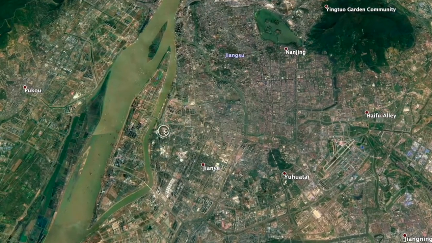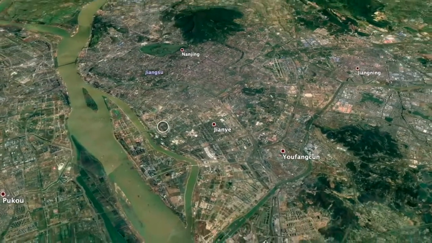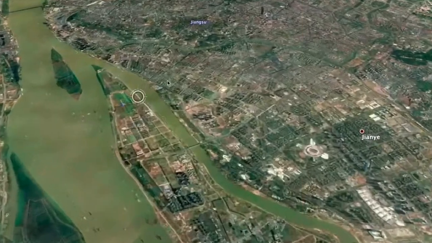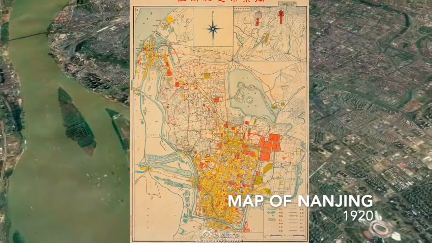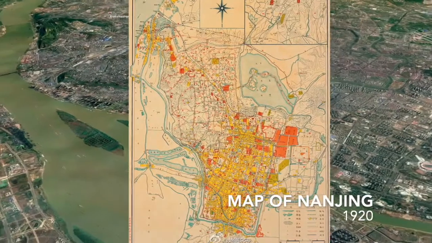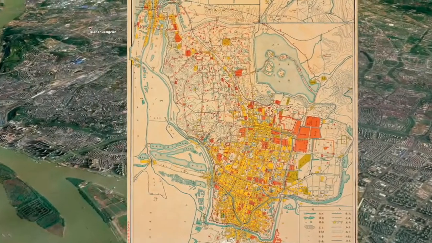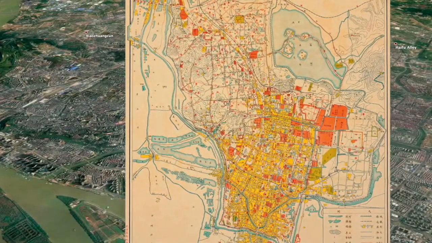Back in the days, there were barely any people living on this part of the land because it gets flooded seasonally. Here's a map from 100 years ago showing the area outside the city wall was very abandoned and full of water ponds and puddles.